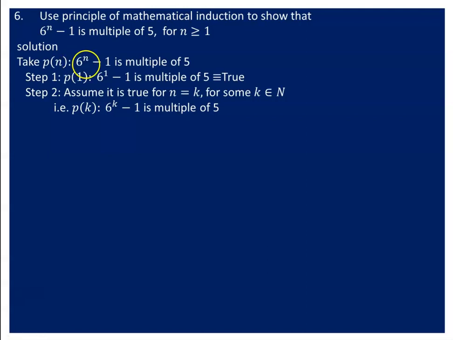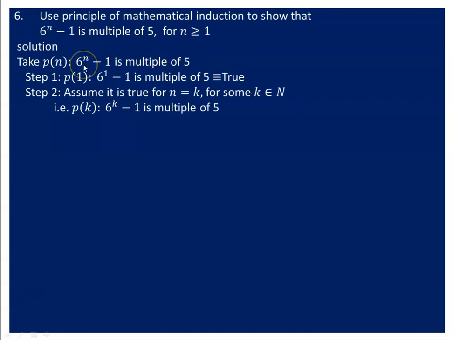P of k is 6 to the power of k minus 1 is a multiple of 5. I simply put k in place of n. 6 to the power of k minus 1 is a multiple of 5. So here we have to assume, we have to accept that this is true up to a certain, students, natural number k, because we are unable to check for every n here.